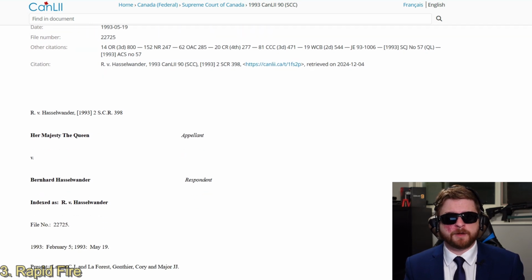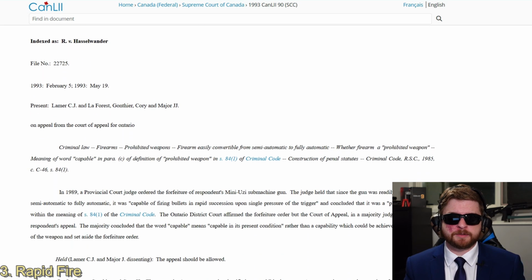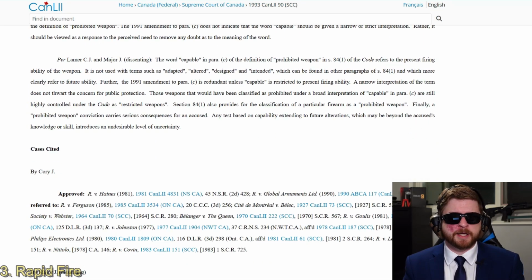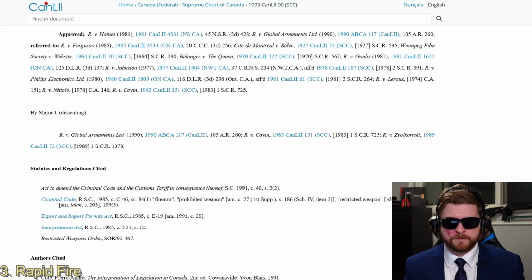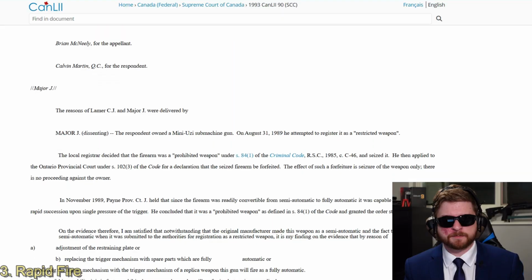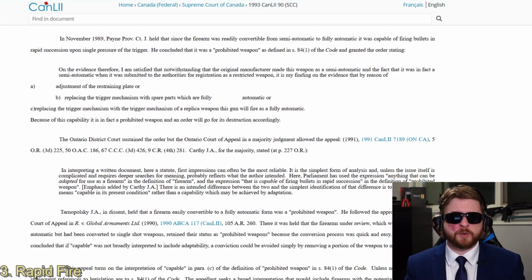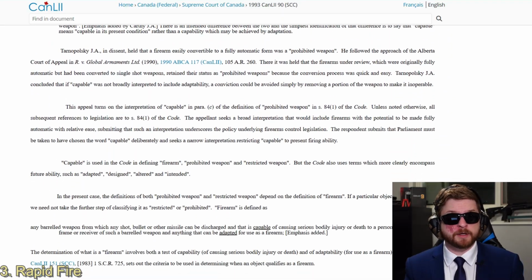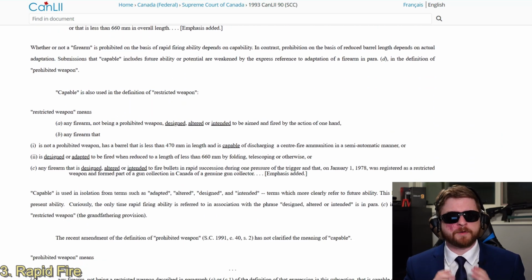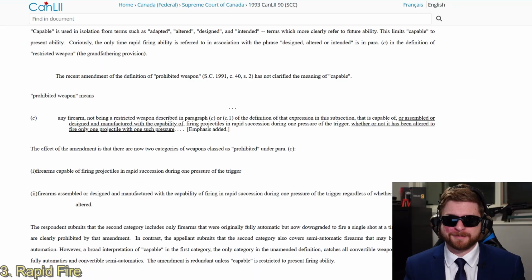I've discussed it briefly on the channel before, and it was also brought up in Justice Kane's ruling, although for different reasons. But this is the case where the Supreme Court really clarified where the line is to be drawn between a semi-automatic firearm and fully automatic firearms, particularly as it related to a semi-automatic firearm's capability of being converted into a fully automatic firearm. So pretty relevant to our conversation here, don't you think?